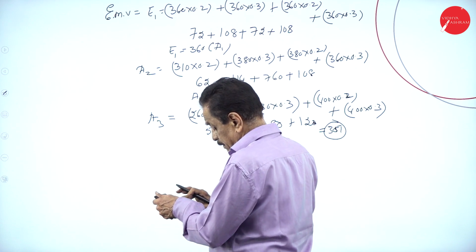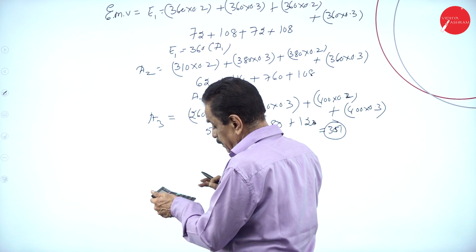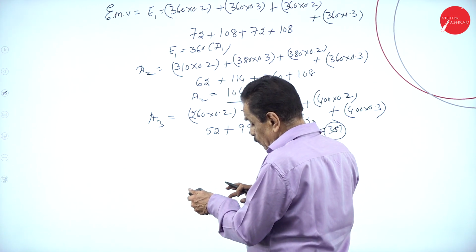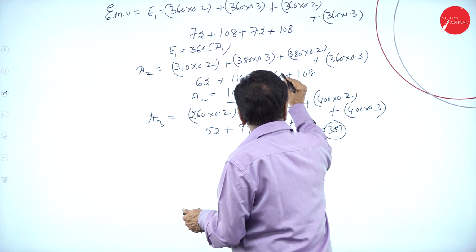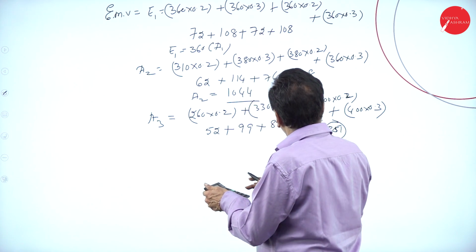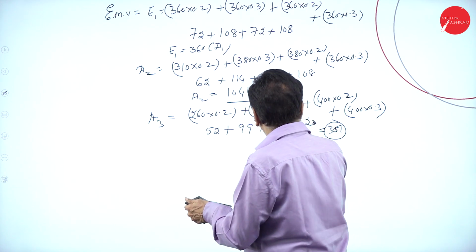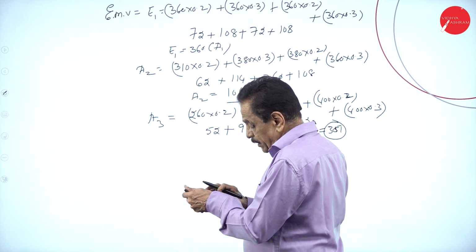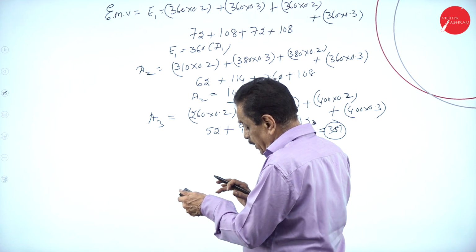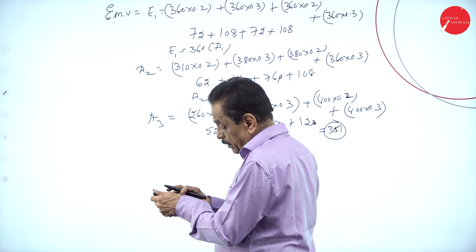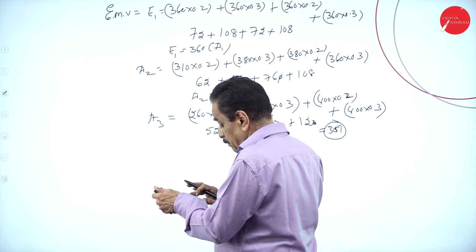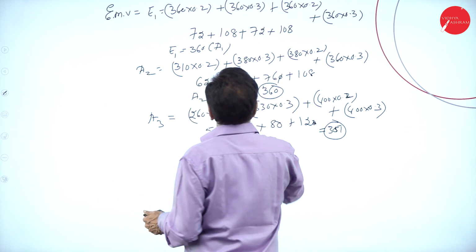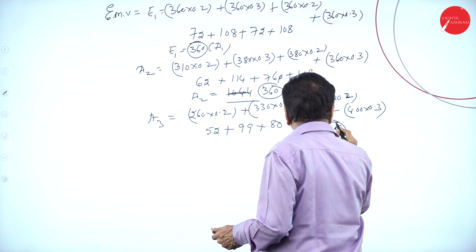This, once again, check. 380 into 0.3, 114. 380 into 0.2, 76. I will repeat: 380 into 0.3, 114. 380 into 0.2, 76. 360 into 0.3, 108. 108 plus 76 plus 114 plus 62, 360. This is also 360. This is 351.